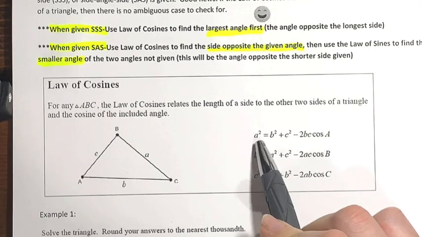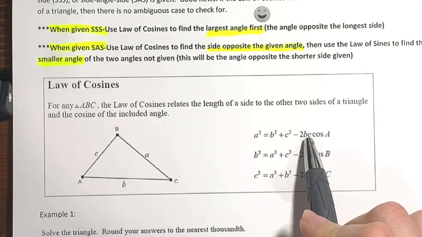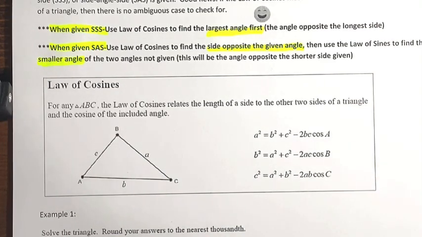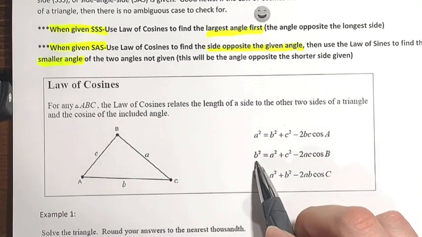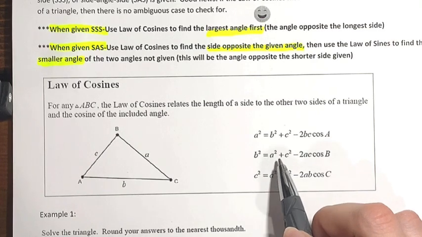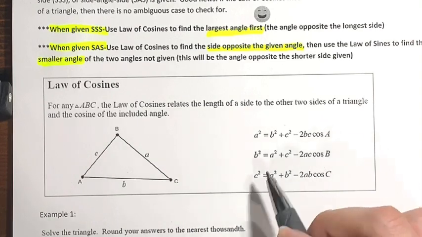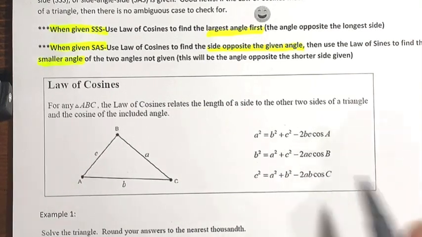We have a squared equals b squared plus c squared minus 2bc cosine of angle A. Kind of a long one, right? And then it will switch and the letters will rearrange so that we have b squared equals a squared plus c squared minus 2ac cosine B. And then c squared equals a squared plus b squared minus 2ab cosine C.